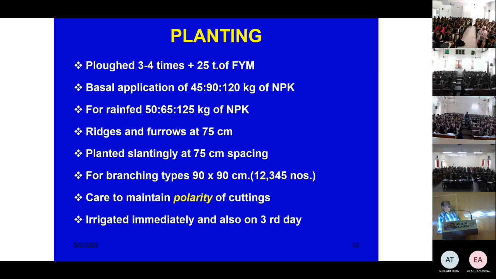The inter-row spacing is 75 by 75 centimeters, whereas for the branching type, somewhat wider spacing, 90 by 90 centimeters. And care must be taken to maintain the polarity of the seedlings. The buds should be in the upward position. The position is very, very important. Then irrigate immediately, and also life irrigation should be given on the 30th day. Next.